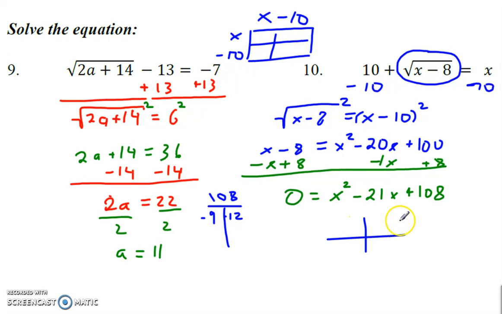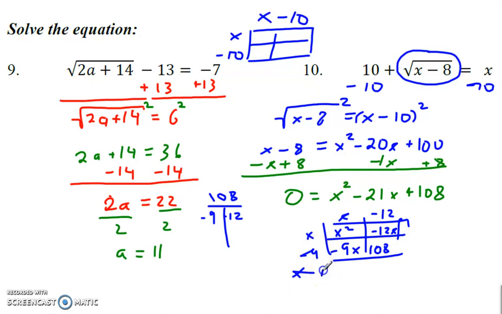And so then back to our box. Top left is x squared, bottom right is 108. Negative 9x here and negative 12x there. What do these have in common? X. These have an x. These have a negative 12. And these have a negative 9. So I have x minus 12 times x minus 9 is equal to 0. So in this case right here, that gives me a positive 12, here a positive 9. Now, those are two solutions. However, I have to check them up here.